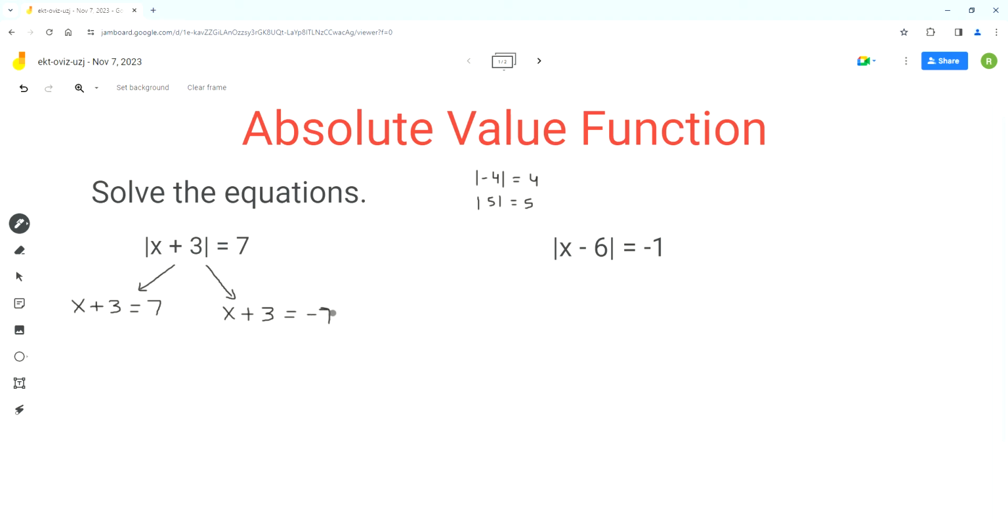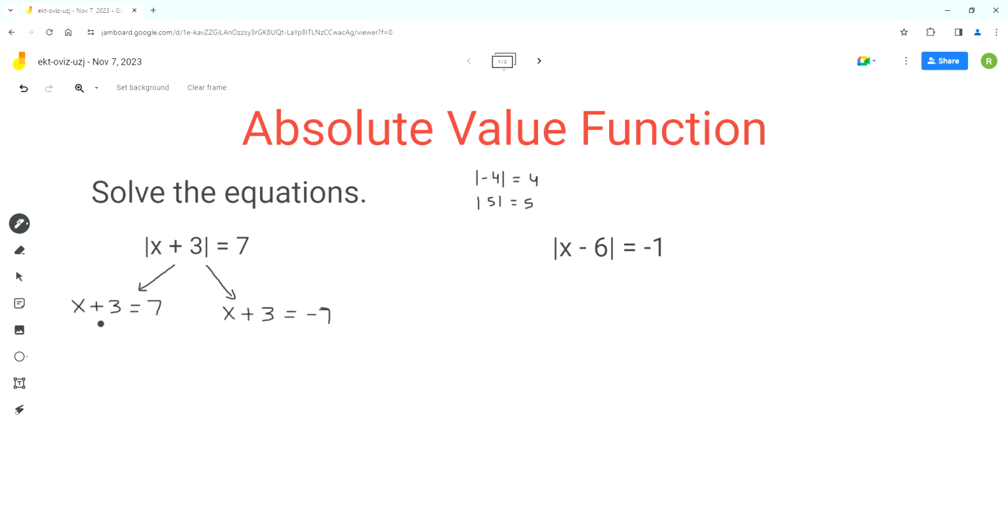Now why do we do that? We have to go back to the definition of the absolute value function. We get the positive value of an expression or a number. Now the absolute value of x plus 3 is equal to 7. That means x plus 3 can be positive 7 or -7, because the absolute value function will only give us the positive value. But in reality, x plus 3 can be either positive or negative. So that's why we have to analyze these two cases and then solve for the variable.